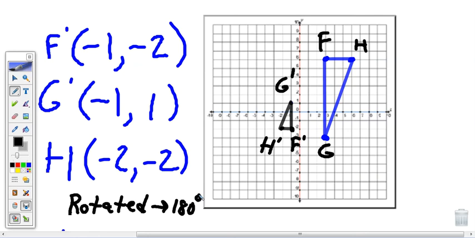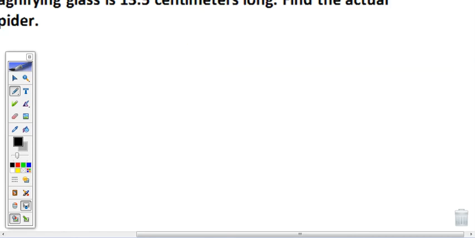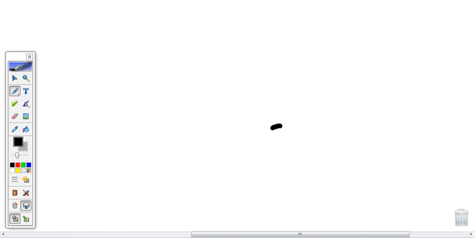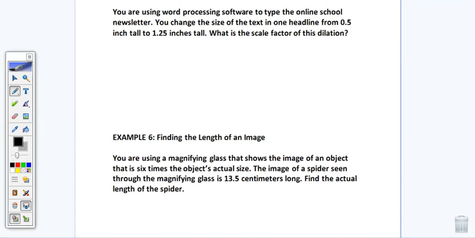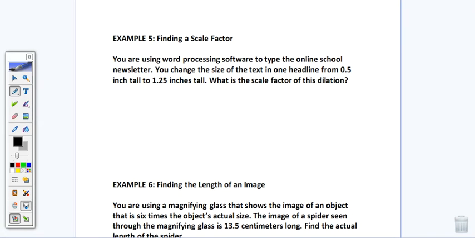Okay. All right, let's look at the last page here, kids. Last page is really simple. So example 5, finding a scale factor. You already know how to do this. The scale factor, K, is equal to my image length over an original length.